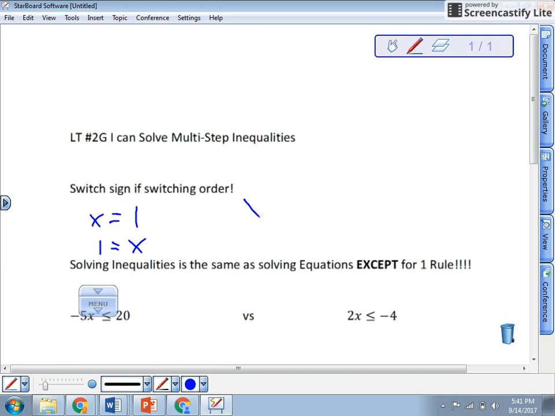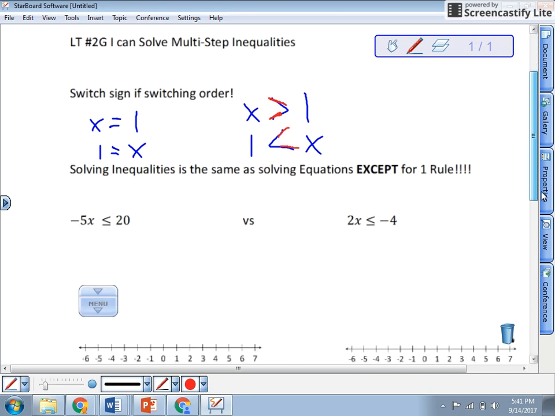If I have x is greater than -1, and I want to put the -1 over here and the x over here, I can't keep the sign the same. I have to switch the sign. The part I kind of remember is it's still opening up the same way. It's opening up to x here, still opening up to x here. So if you ever want to flip the order, make sure to switch the signs. People have been having problems with that.